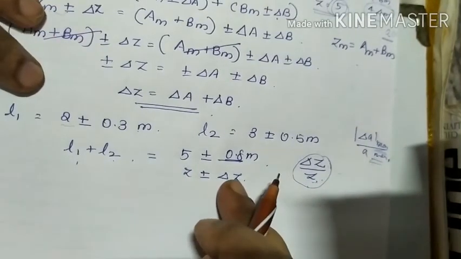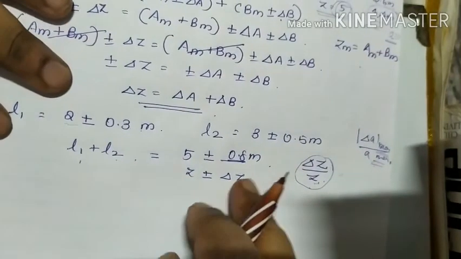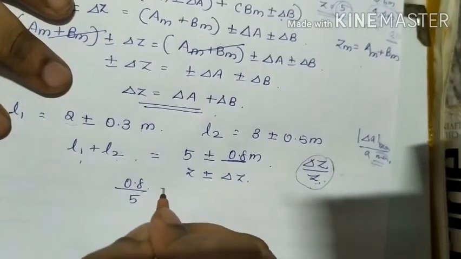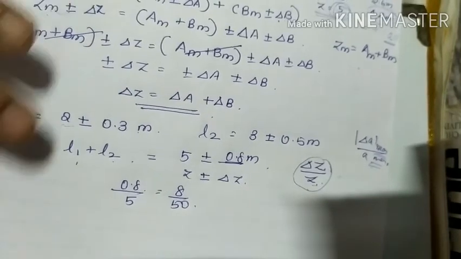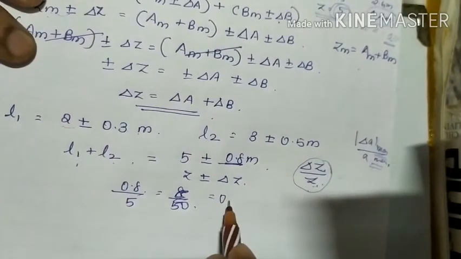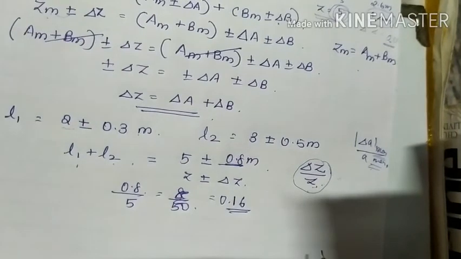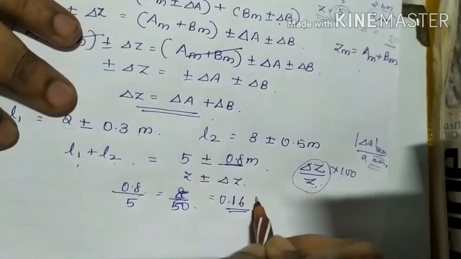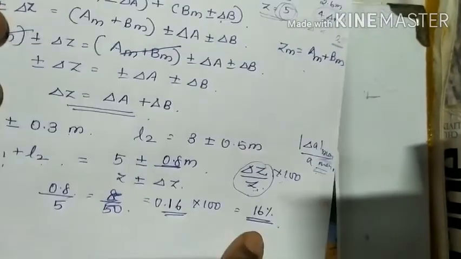You are relating how much the error is by comparing it with its actual value. So 0.8 is its error, so it is 0.8 divided by 5, or I can write it as 8 by 50. If you want, you can write it in decimal also: that is 0.16. That is its relative error. For percentage, you just have to multiply by 100. So it will be 16%. That is its percentage error.